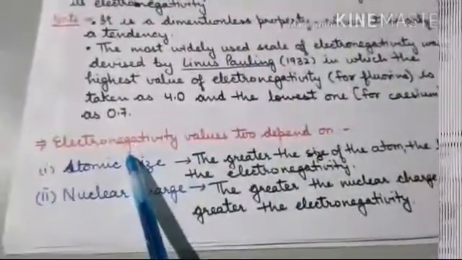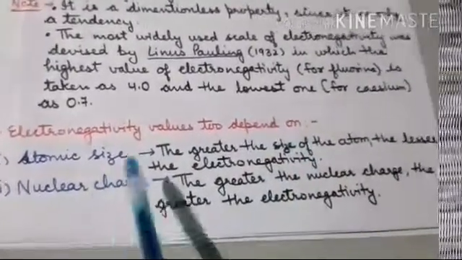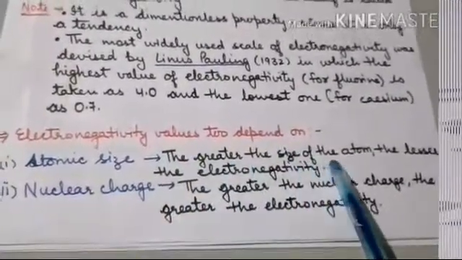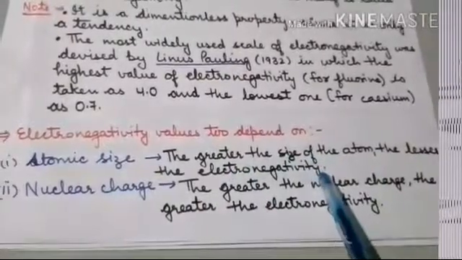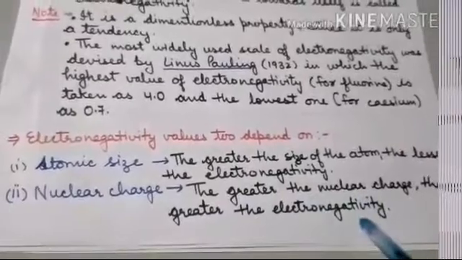Now electronegativity values also depend on atomic size and nuclear charge. The greater the atomic size, the lesser the electronegativity, and the greater the nuclear charge, the greater the electronegativity.